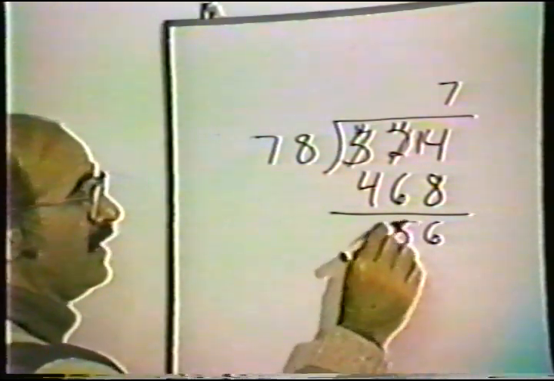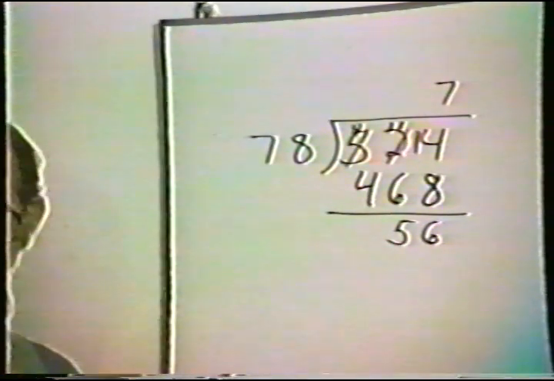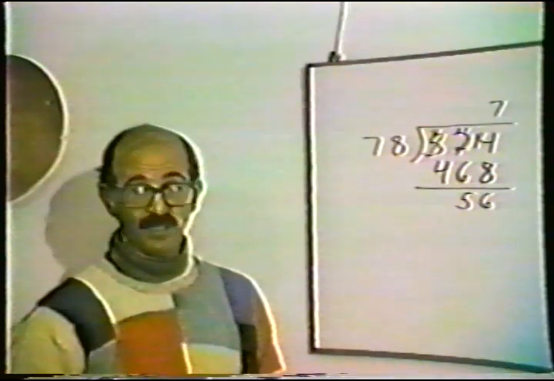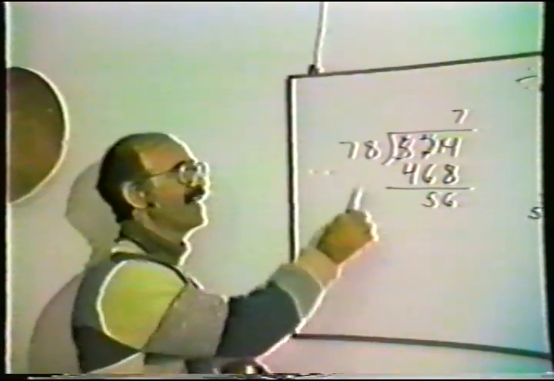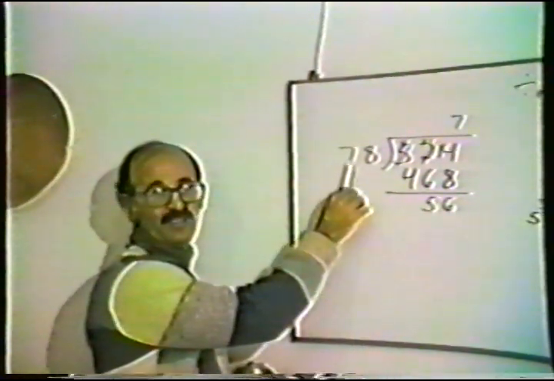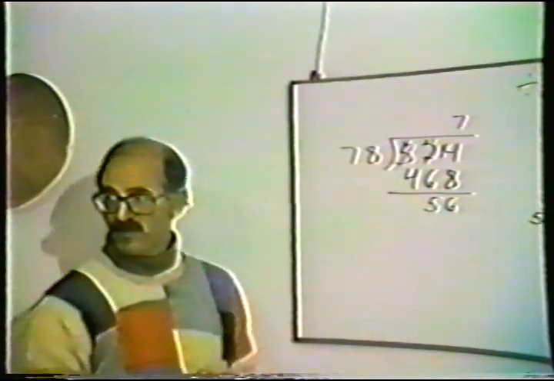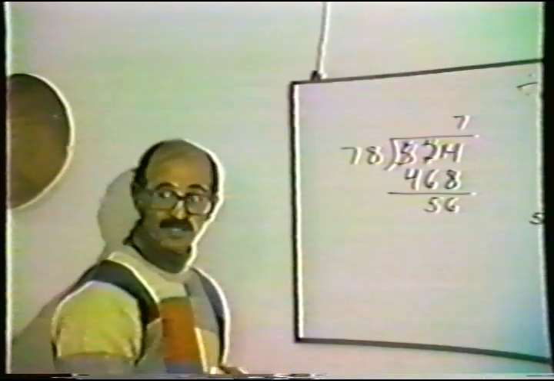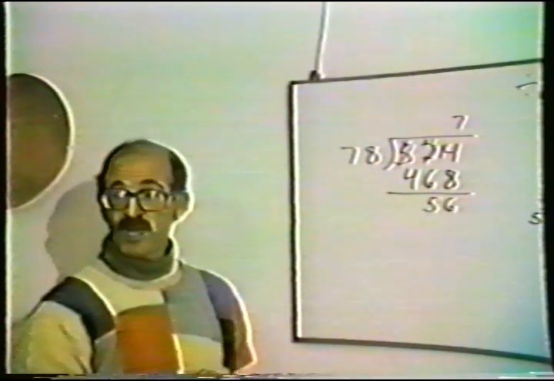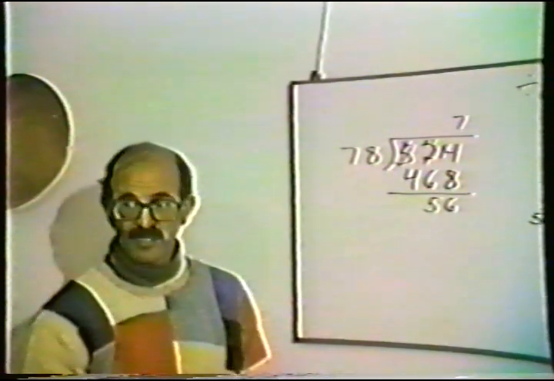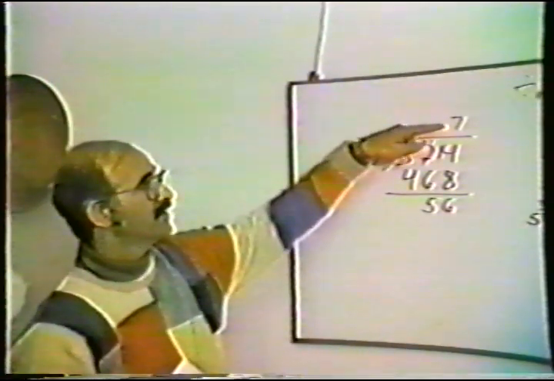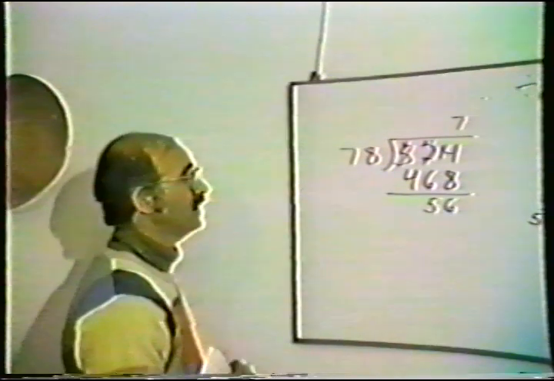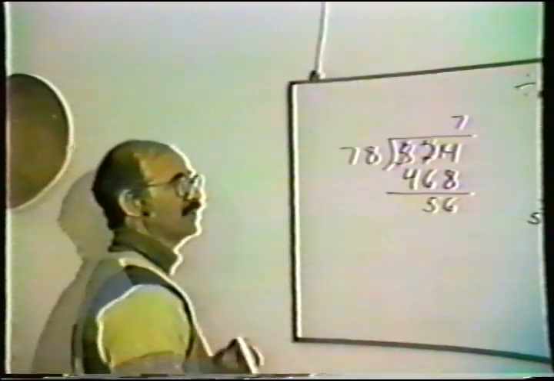Now is that remainder good or bad? Good. It's good because it's less than the 78. Every time we have a remainder, we have to check and make sure it's less than the number we're dividing by. If not, it would mean that this number here was too small. But in this case, we did fine. Now let's do our check.